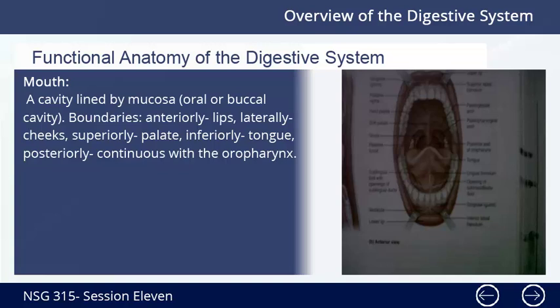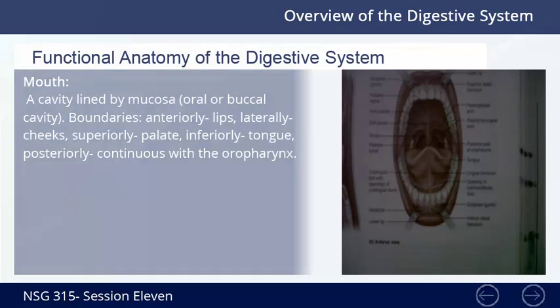Mouth, a cavity lined by mucosa, oral or buccal cavity. Boundaries: anteriorly we have the lips, laterally the cheeks, superiorly the palate, inferiorly the tongue, and posteriorly continuous with the oropharynx. Lined with thick stratified squamous epithelium. Withstands considerable friction. Epithelium on the gum, hard palate, dorsum of the tongue is slightly keratinized for extra protection against abrasion during eating.